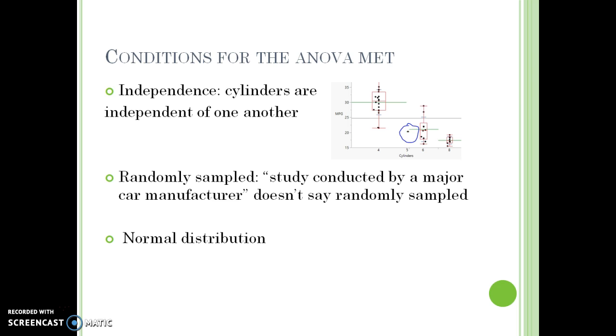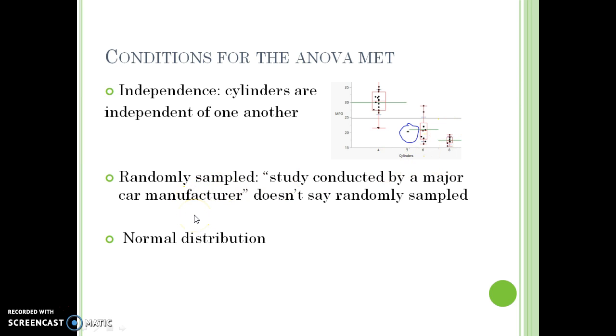We look for independence first to make sure all the cylinders are independent of one another, and we are able to determine this because there is only one input for the 5-cylinder, which is 20.3, and it is not included in the 6 or the 8 cylinders. So therefore, if a car has 5 cylinders, it's not also included in the 6 or in the 8.